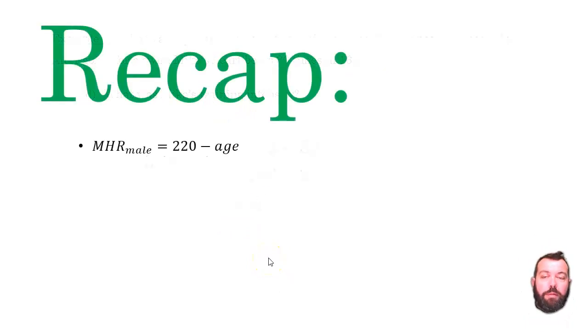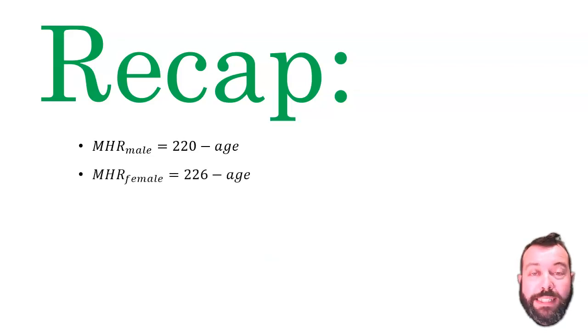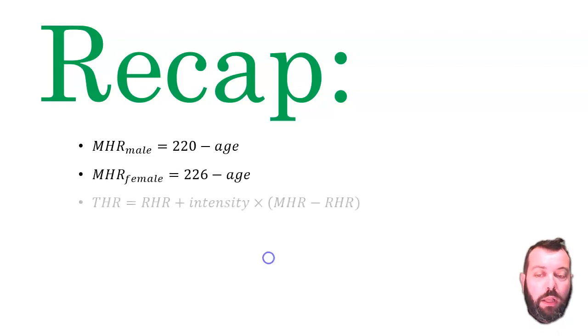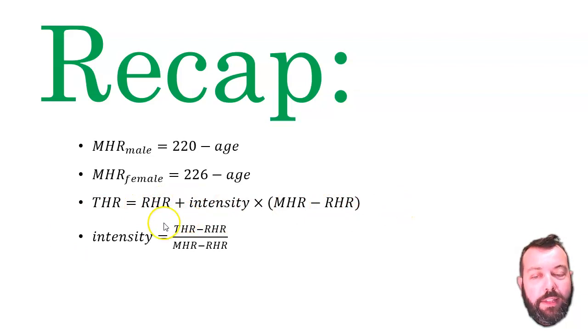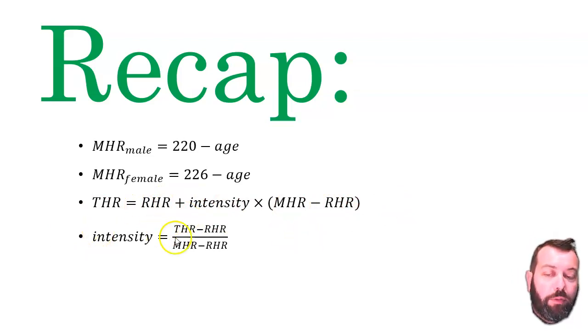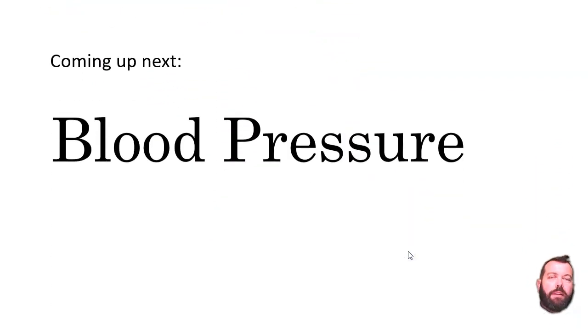Righto, I think that's pretty much it. We have covered quite a few things in this video so far. So maximum heart rate for males is 220 minus your age. For females, 226 minus your age. We can calculate a training or target heart rate using this formula, and the intensity using this formula. Remembering that intensity is a percentage, we might multiply that by 100 as well. Righto, that's it. There is quite a few things we've covered there.